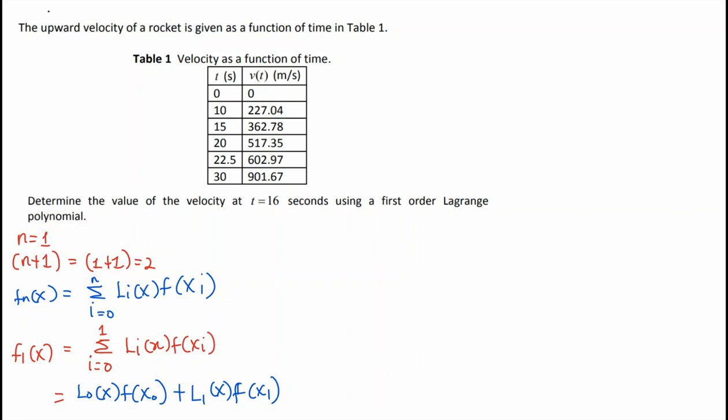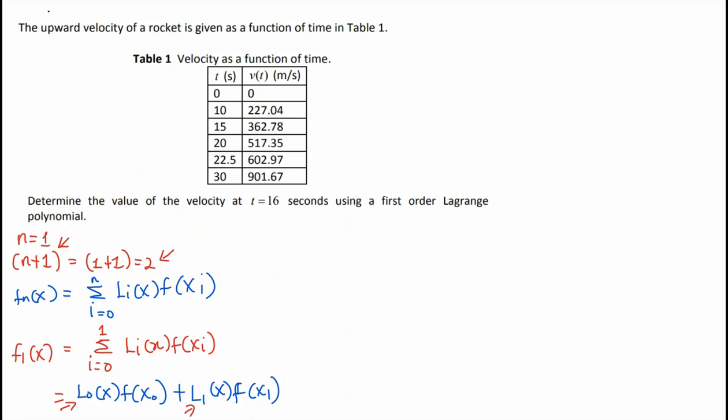So now that you have the general form, the main thing we have to do is to find the L0 of x and then the L1 of x, and then we are finding the velocity at time t equals 16 seconds, right? And then from here we know that we will need 2 data points, right? Because we're given a first order, we said we should use a first order Lagrange polynomial. So we are going to add that to the one that's from this expression. That tells us that you are going to need 2 data points. And then we want to find the velocity at time t equals 16.